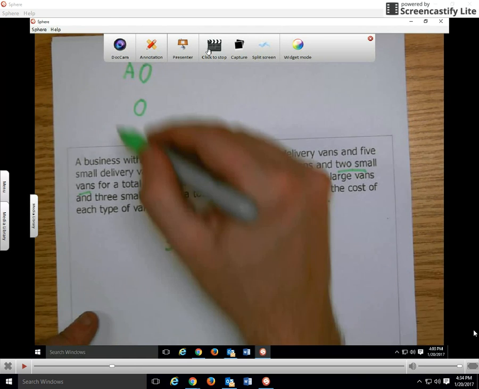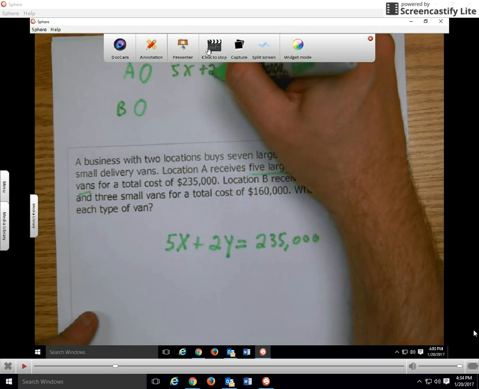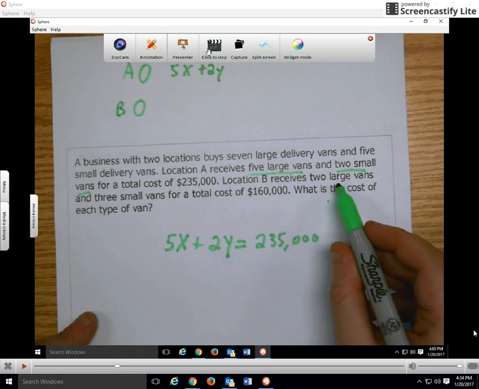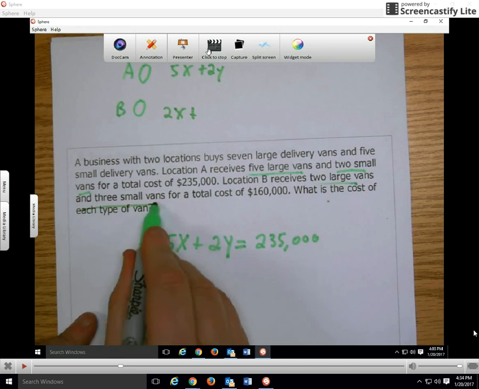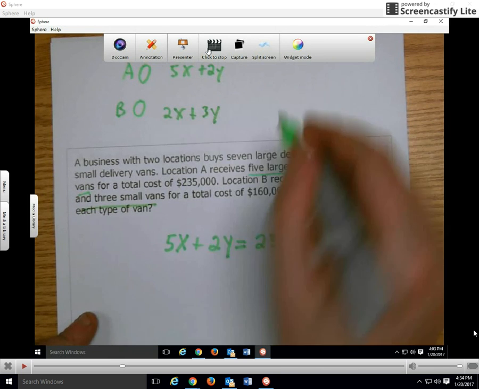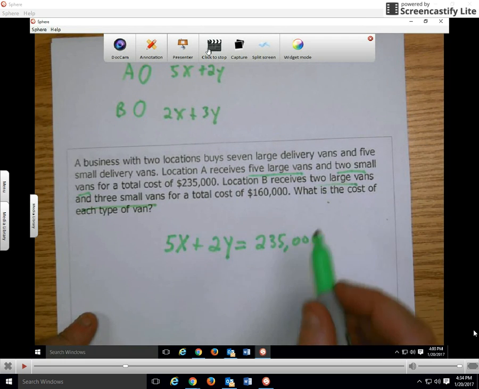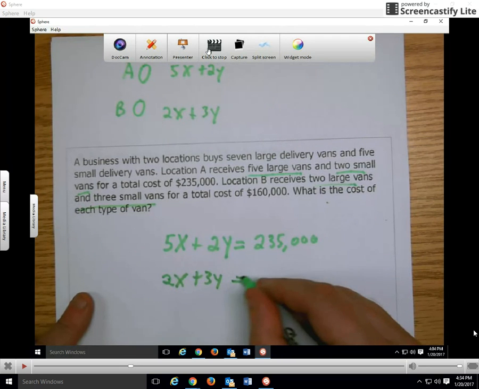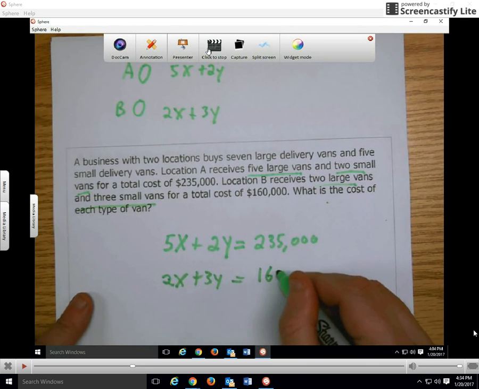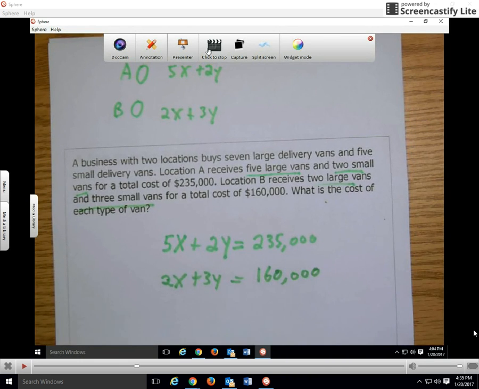Okay, location B. Location B receives 2 large vans and 3 small vans. Doesn't seem like they're getting as much, does it? For a total cost of $160,000. So we have this one would be 2x plus 3y equals 160,000. Now the question that's being asked is what is the cost of each type of van?